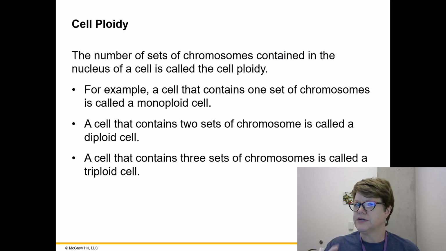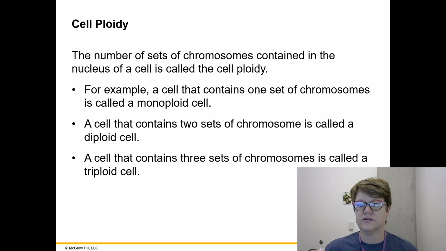I am using it in a particular way, and I wrote here, the number of sets of chromosomes contained in the nucleus of a cell is called the cell's ploidy. For example, a cell that contains one set of chromosomes is called a monoploid cell. Mono means one, and ploid means sets. A cell that contains two sets of chromosomes is called a diploid cell. A cell that contains 3 sets of chromosomes is called a triploid cell, and so on and so forth.